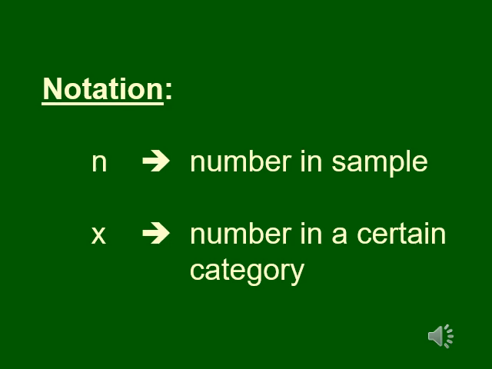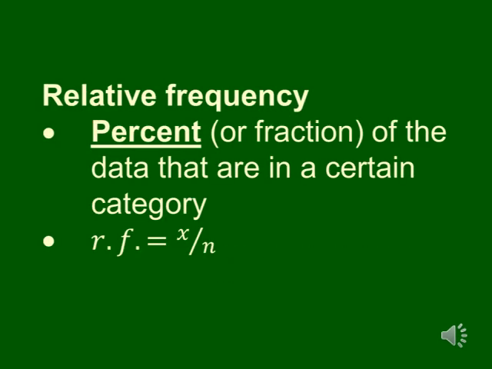There are some variables we use for frequency. N is the total number in the sample. X is how many are in a certain category. So like maybe N would be all of the students taking stats, which is 9 this semester. X would be the number of you guys in period 4. That would be 2.